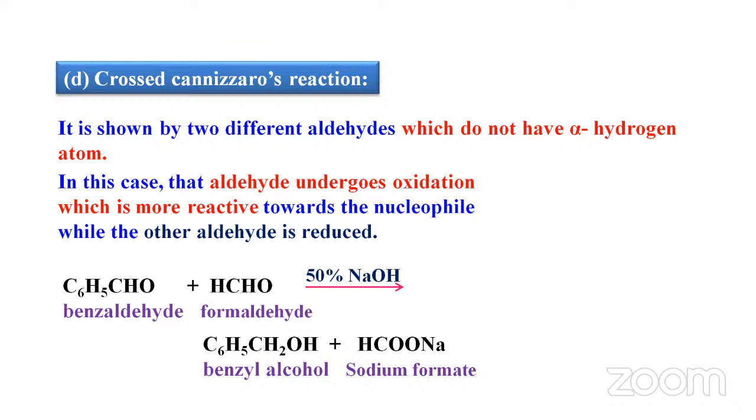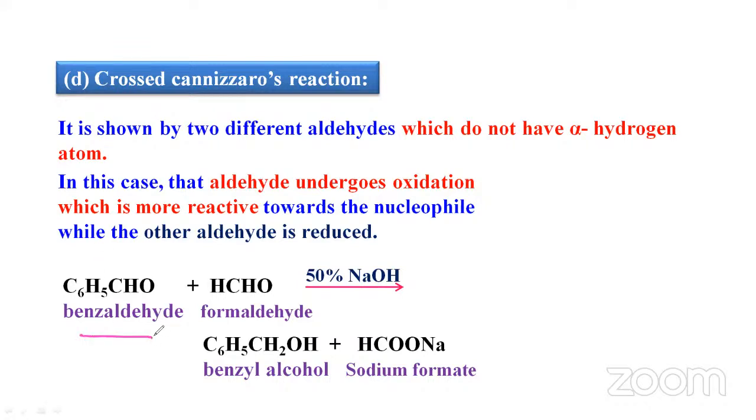In this case, the aldehyde which is more reactive towards the nucleophile undergoes oxidation, while the other aldehyde is reduced. So this is also undergoing self-oxidation and reduction. One aldehyde, the more reactive towards the nucleophile, will undergo oxidation, and the other will undergo reduction. So the following is the example.